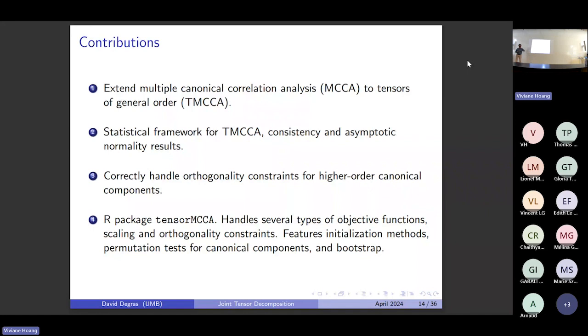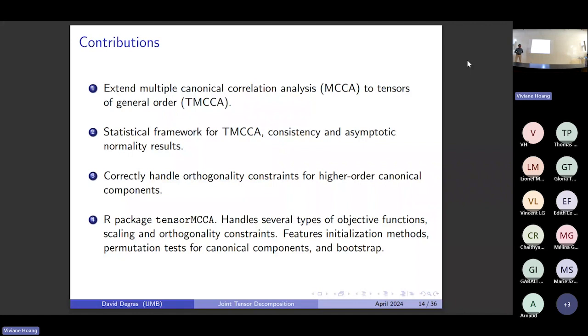I'm thinking of, okay, I've calculated one set of canonical components. What if I want more? Well, then I will put some orthogonality constraints on the next ones. And what you typically do in CCA is deflation. So you remove whatever components you found, project the data on the orthogonal of those directions that you found before, and just restart the program. Turns out you have to be careful about how you do that with tensors. It's not so straightforward. And last but not least, we have a beautiful R package.